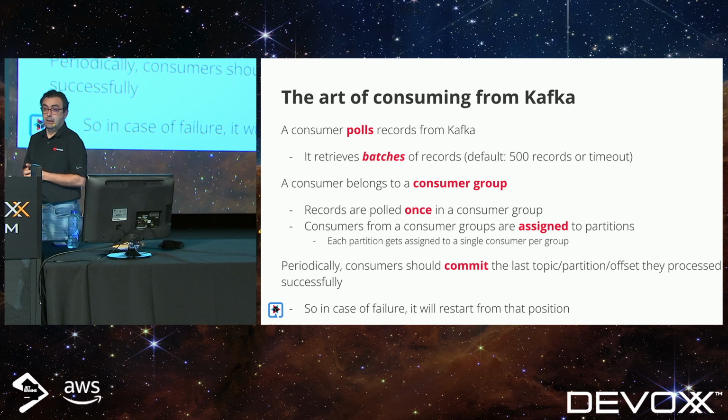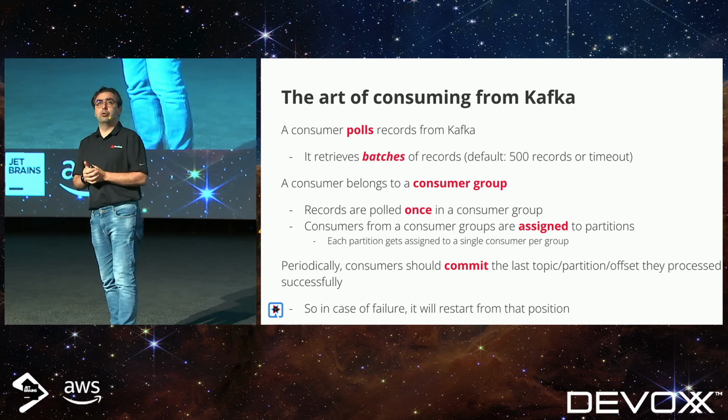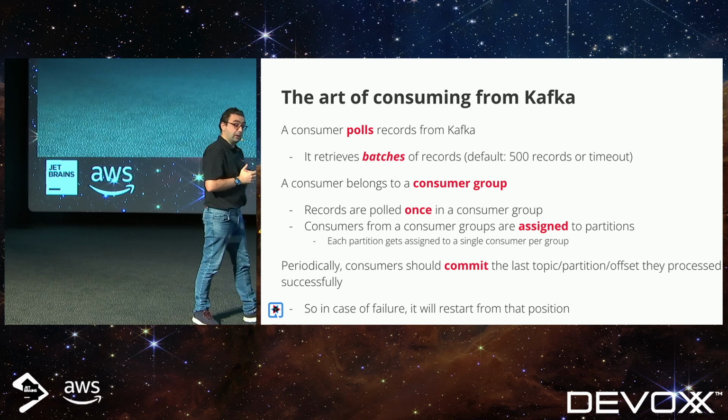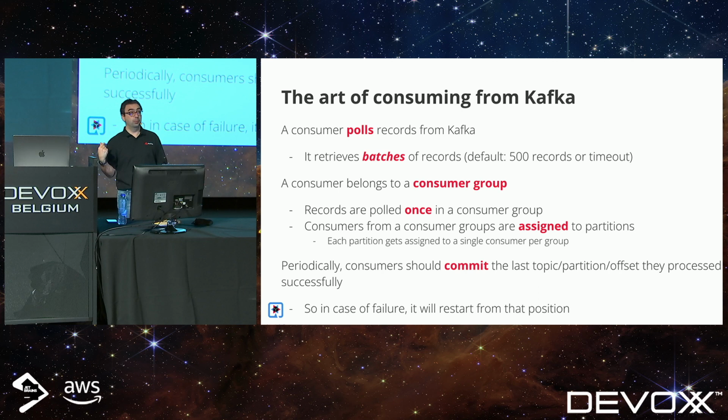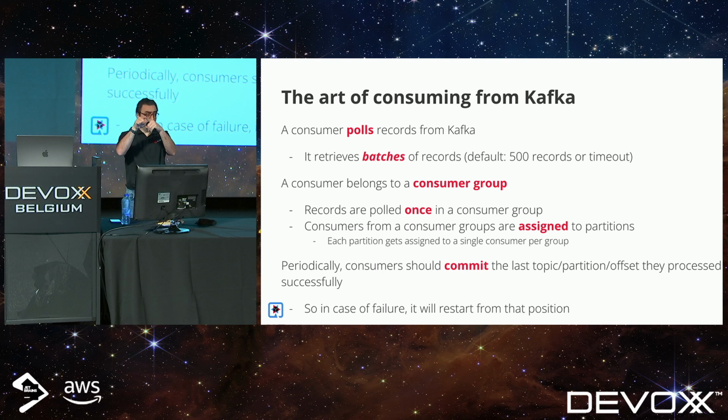A consumer, an instance of a consumer, belongs to a consumer group. A consumer group is a group of consumers with a name. Okay. What's important to understand is that records from a specific partition are polled only once per consumer group. That means that if you have three consumers inside your consumer group, the records from a single partition will be polled only by one of them. Okay? If everything is working and so on. We will talk about failures later.